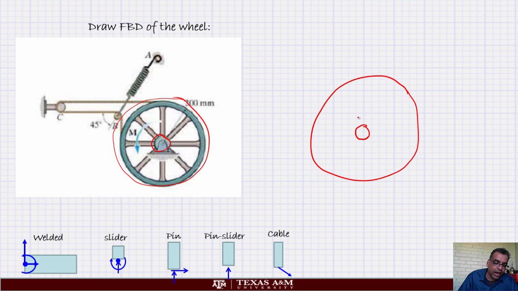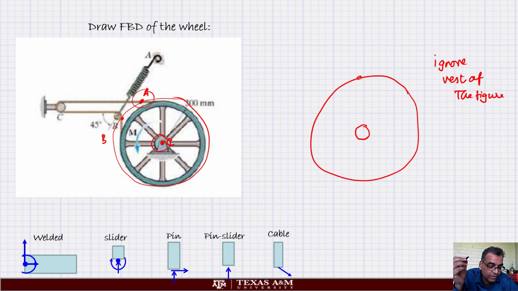Now let us go and look at each place where I have cut. So let us call this point A, point B, point C. Okay, so let's look at point A. It's way up here, and I look at it. When I look at any particular point, I ignore everything else. I ignore rest of the figure. I don't even care about it. So I'm going to look at just this point and I say, what kind of connection is there?